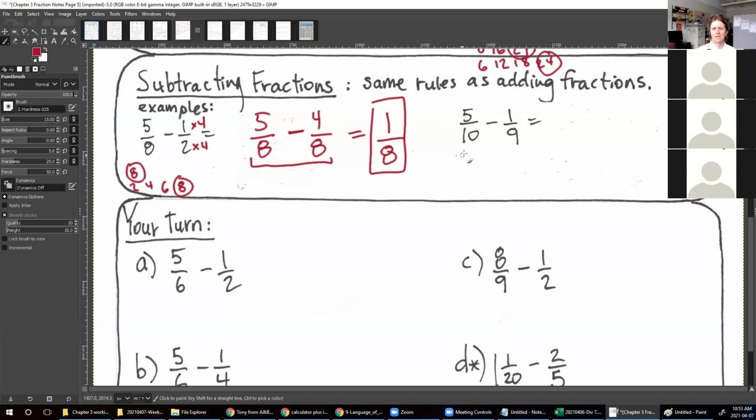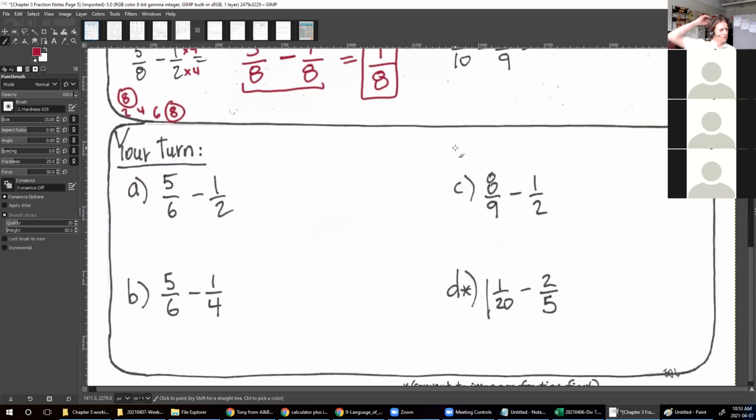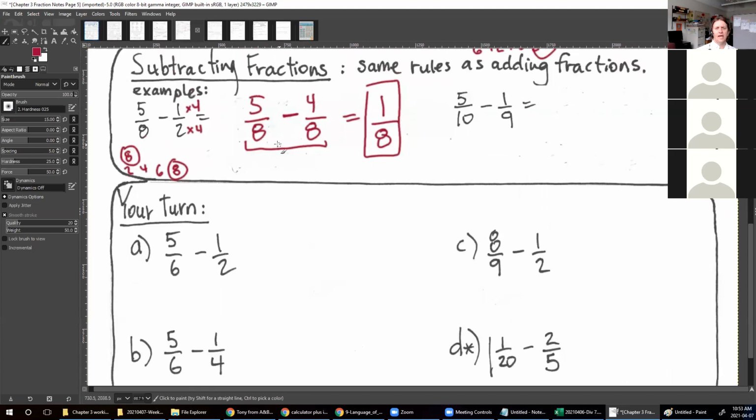Let's do this one. Can you scroll up? Absolutely. How do you know if you have to make both bottoms the same? So when you're adding and subtracting, you can only add or subtract fractions that have the same bottom number, the same denominator. So you have to do this step. And that's what makes them such a pain in the butt. Because I can't say, oh, 5 minus 1 is 4 and 10 minus 9 is 1. No, that's garbage math. That's just pretend math, maybe in some other universe.